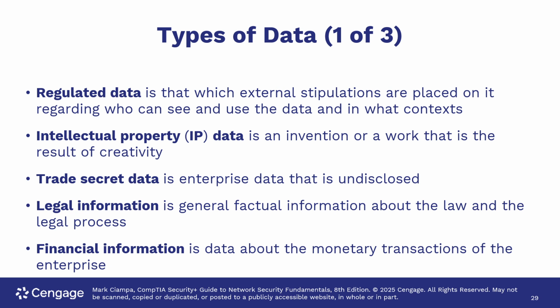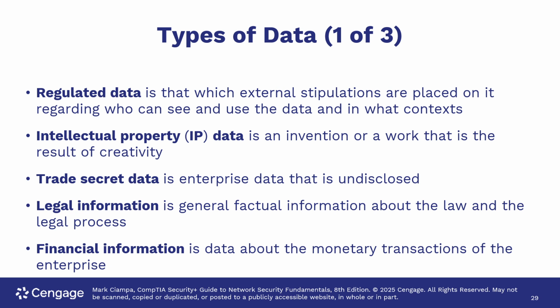You have intellectual property data. If you're an author or a musician, you create music or write a novel or whatever, that's your personal intellectual property. So it's an invention or work that's the result of creativity. You have trade secrets, like the secret sauce for Arby's or Burger King or McDonald's or whatever. That's enterprise data that is undisclosed.